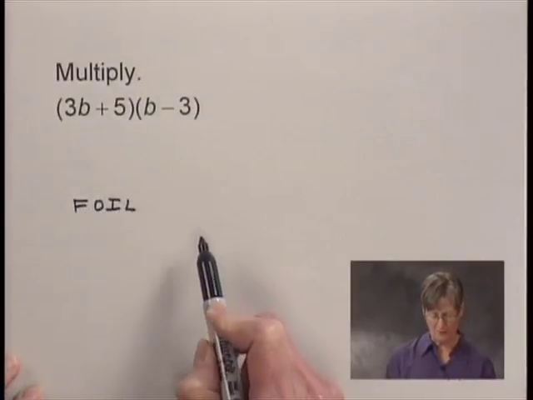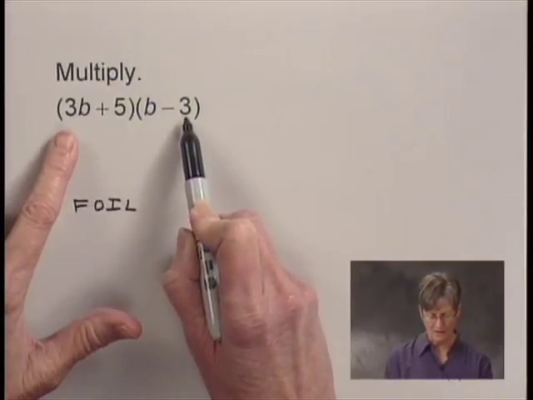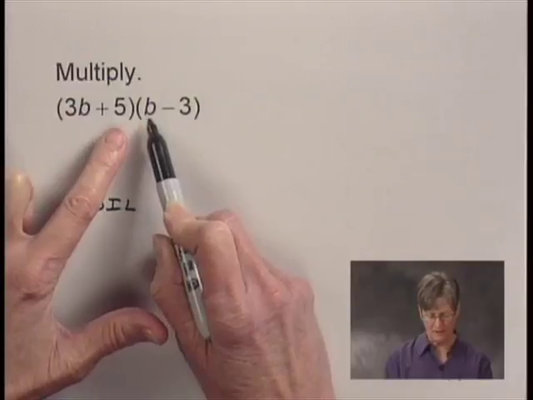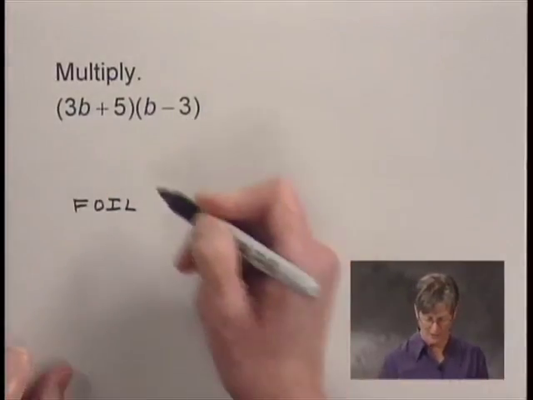And this means that first we're going to multiply the first two terms of each binomial, then the two outside terms, then the two inside terms, and finally the last two terms of each binomial. So let's go ahead and do that.